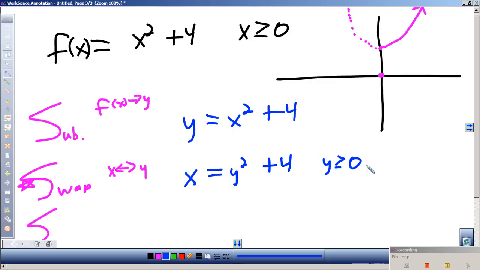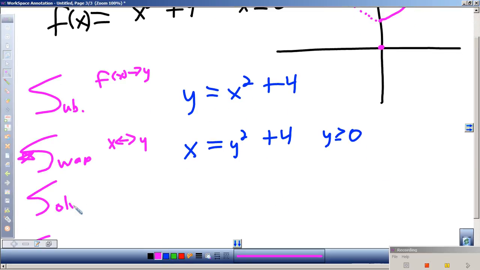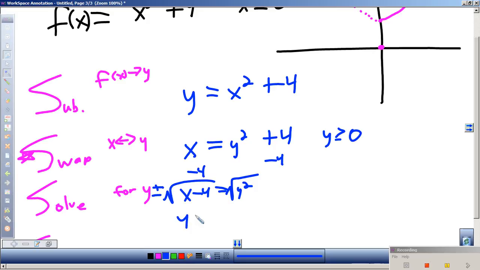Is everybody with me? You understand what it is? Okay. So the next thing, solve. And it says for y. How do we solve this for y? Okay, subtract 4. We have x minus 4 equals y squared. Square root it. So we get y equals plus or minus the square root of x minus 4.